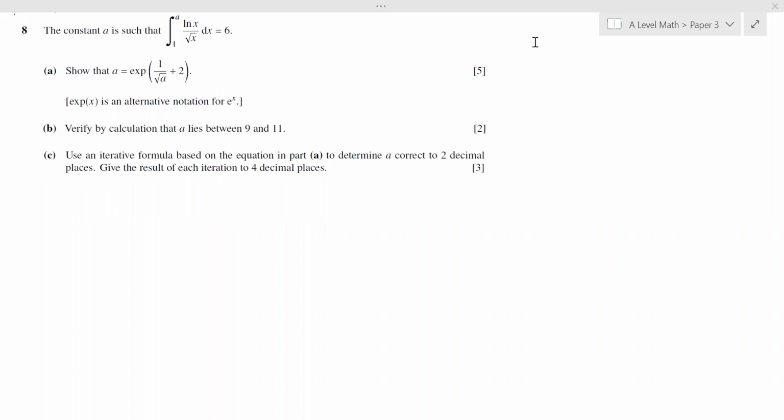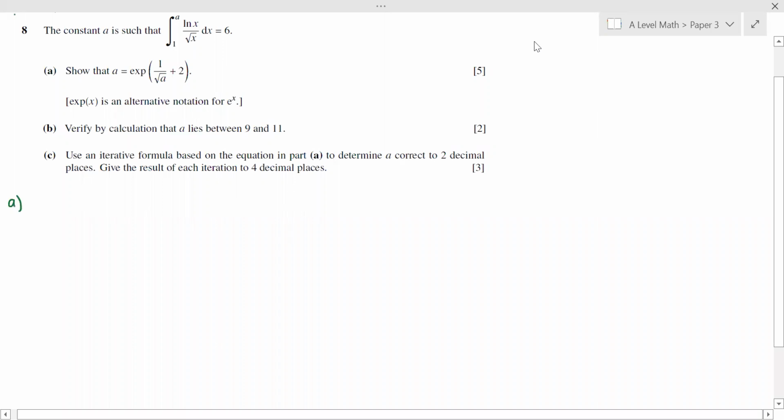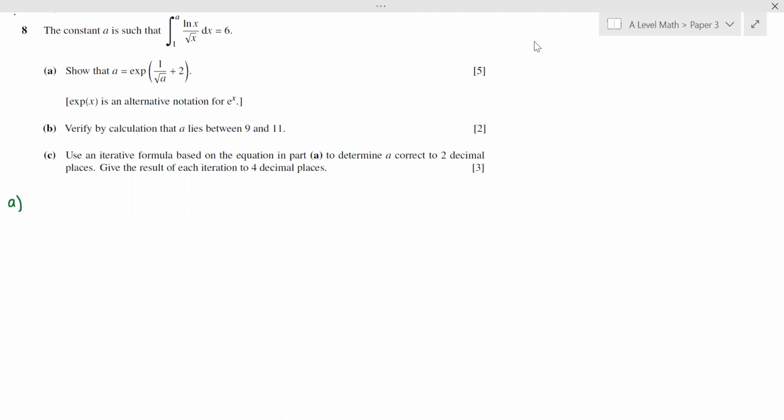The constant a is such that the definite integral of ln x over square root of x from 1 to a is 6. And we are to show that a is e to the 1 over square root of a plus 2. So we need to show that a is e to the 1 over square root of a plus 2. If that is the case, we need to integrate the definite integral.